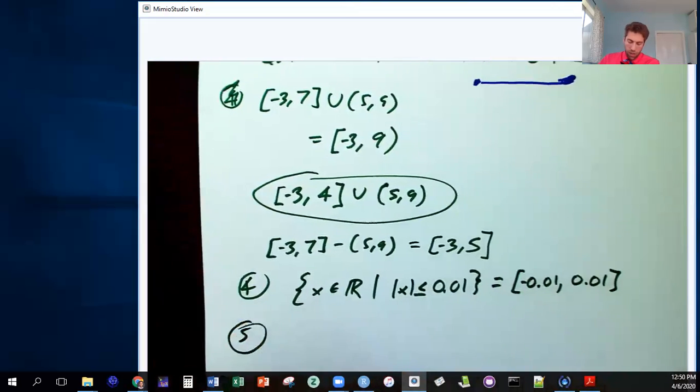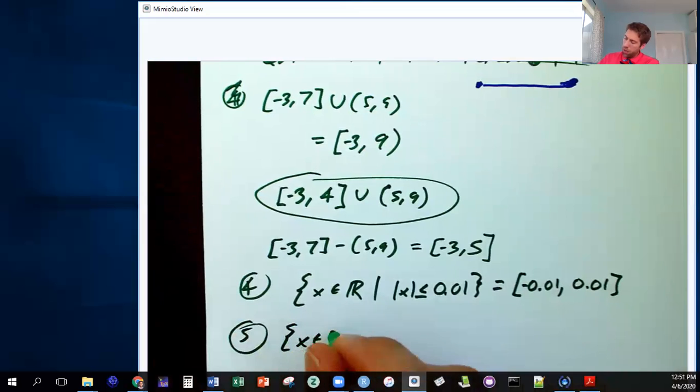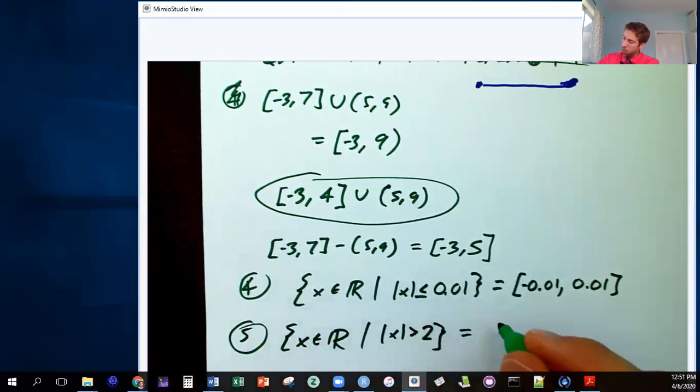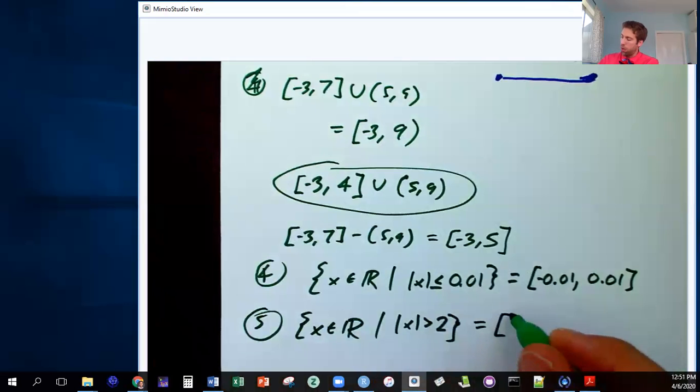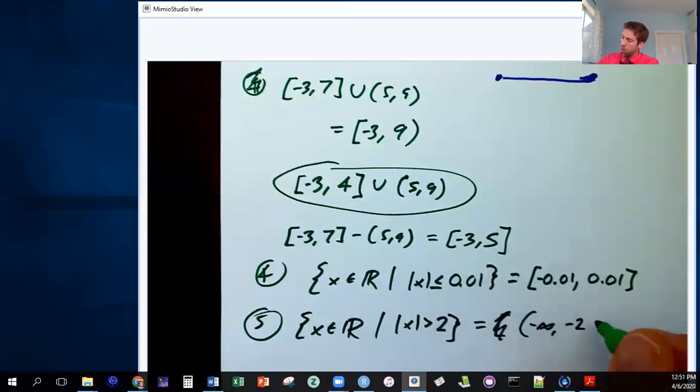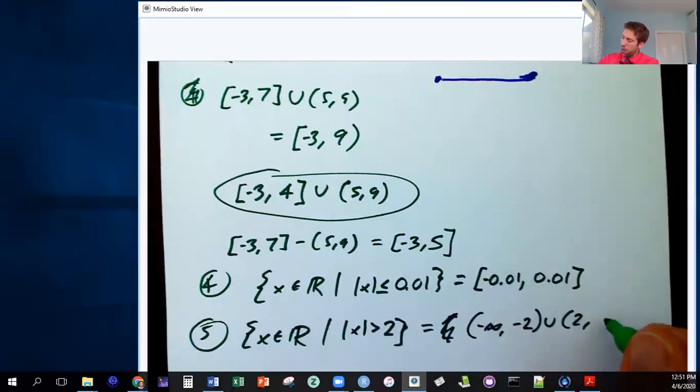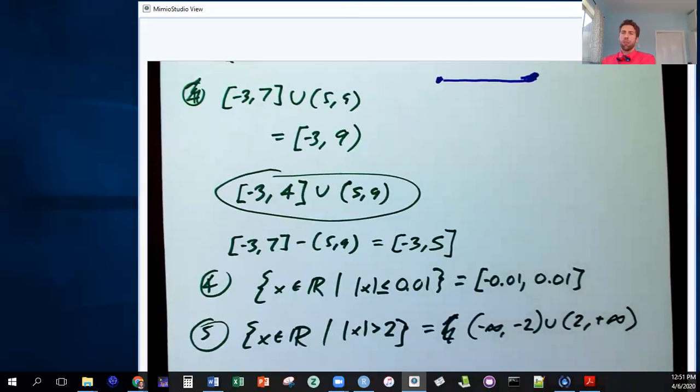Okay. And then similarly, x in the real numbers such that the absolute value of x is greater than 2. That's equal to the numbers that are more negative than -2. Well, I need to open (-infinity, -2) union (2, positive infinity). So that's how you would write it when the absolute value is greater than a number: both sides of that middle interval. All right, that completes our video.